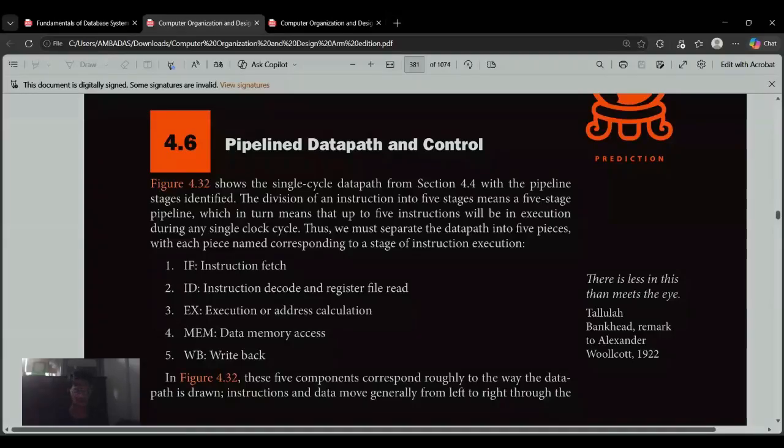So, hello guys. Today we are going to read pipeline datapath control and understand how it works. We'll try to deepen our understanding of this topic. This book is Computer Organization and Design, ARM Edition. So I hope you read with me. Let's begin without wasting a single second.